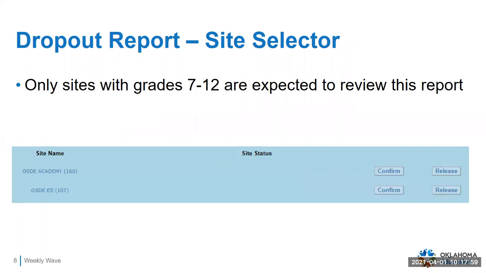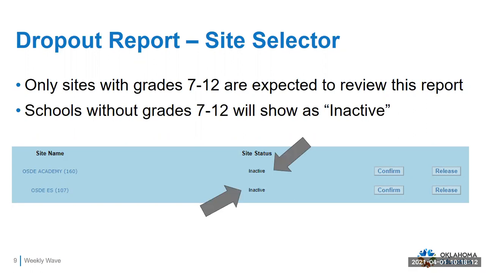Only sites with the grade levels of 7 through 12 are expected to view this report. You have two examples here. These are just fake sites. If you do have a district that does not have high school students, when you go into this report in the site selector, you'll see a bunch of sites saying inactive. That doesn't mean that they are actually inactive. It just means that for this report, they do not need to complete it.